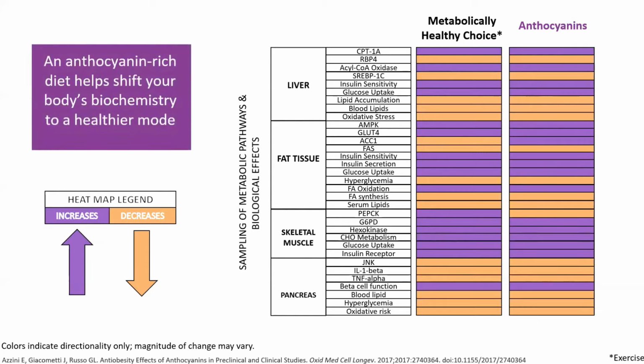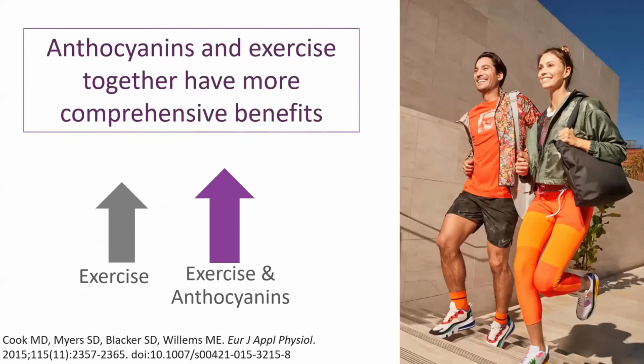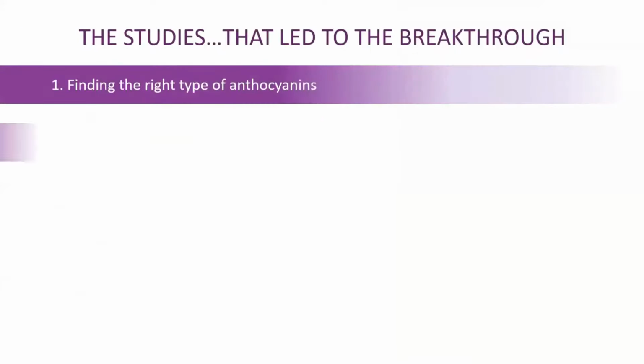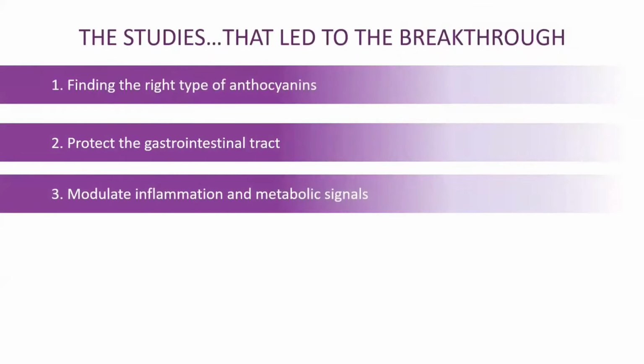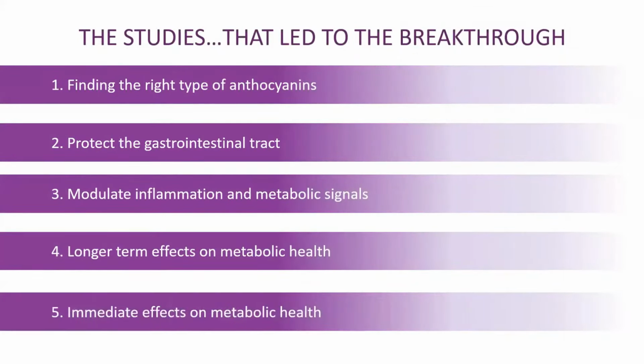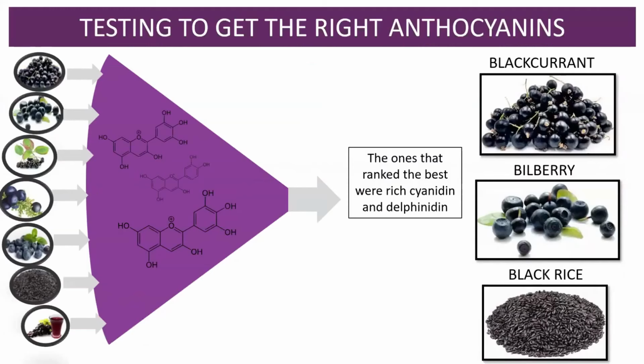So the anthocyanin-rich diet helps shift our body biochemistry to a healthier mode. We also noticed from these studies that anthocyanins and exercise together have even more comprehensive benefits. So this then led us to do more studies. And let me share with you, I'm probably supposed to finish about now, but what the heck, let's delve a little deeper, shall we?